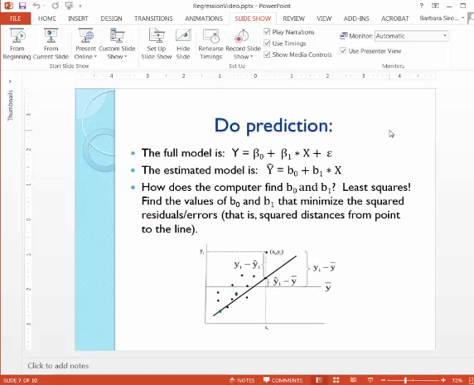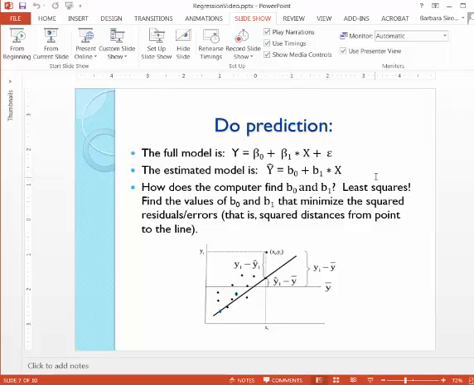Step 2, we'll actually do the prediction. In the full model, we use the Greek letters and say that y is the intercept plus slope times x plus an error term. That means that the points on this graph don't exactly line up with the line. We're fitting a line as well as we can through the points.